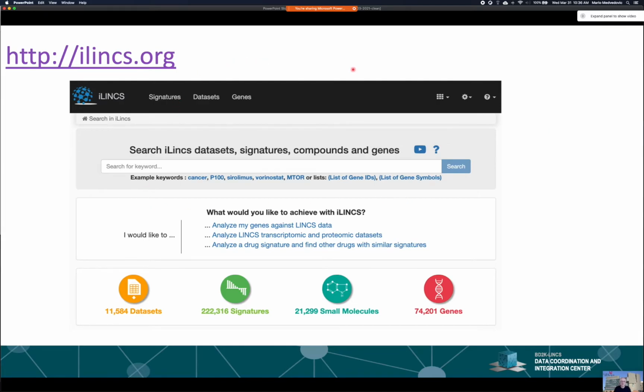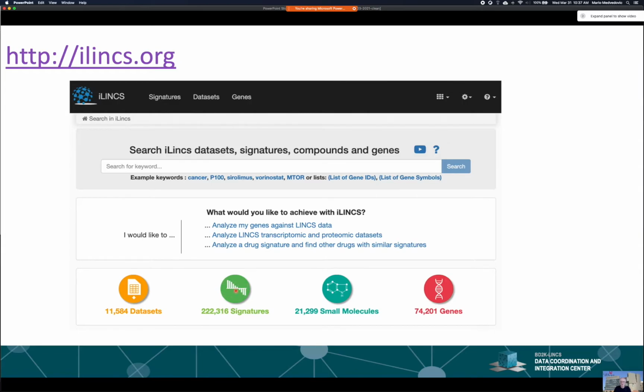And the portal consists of user interfaces and an analytical engine, and then databases of pre-processed omics data sets, actually proteomics and transcriptomics, although most of them are still transcriptomics. There are now more than 12,000 data sets in the backend.